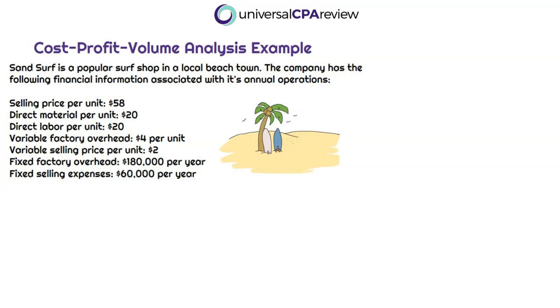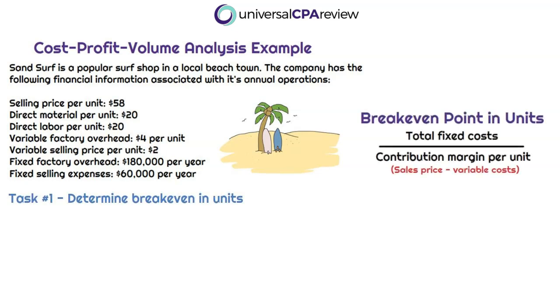What we're going to do is determine the break even in units, the break even in sales dollars, the break even to earn a pre-tax profit of $150,000, and then the break even to earn an after-tax profit of $120,000. So starting with task number 1, which was determine break even in units. Well, remember that formula, it's just fixed cost divided by contribution margin per unit. Now we don't have those specifically, so we're going to have to do some quick, easy calculations.